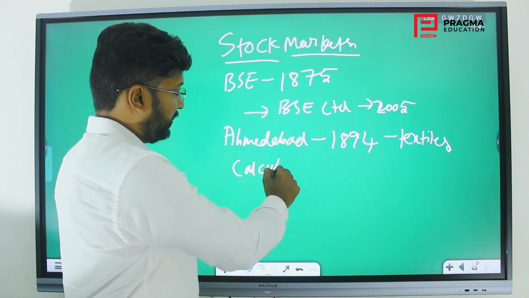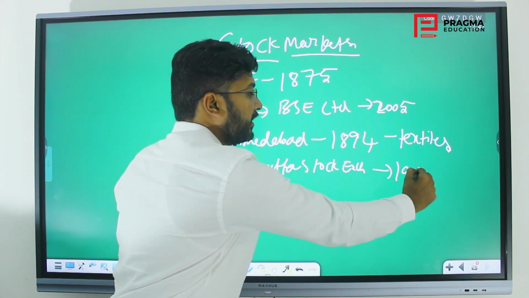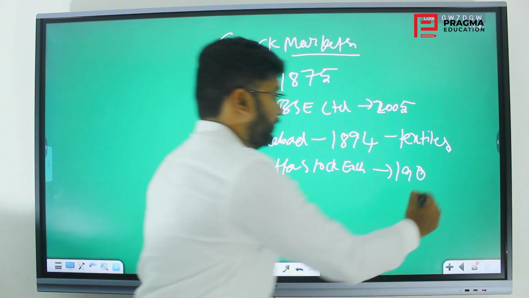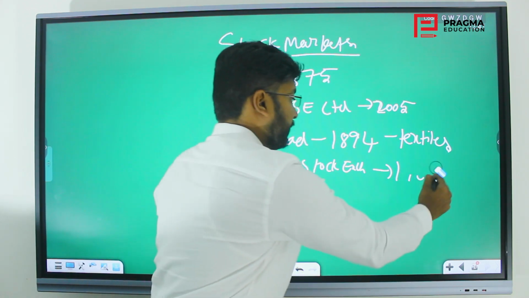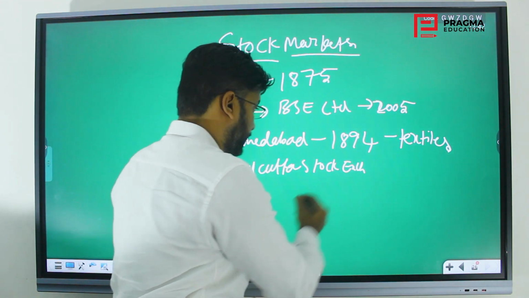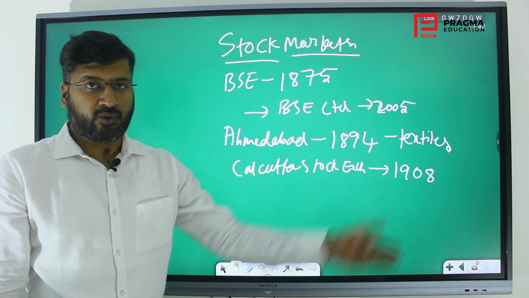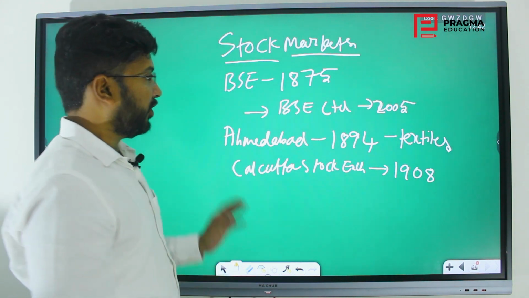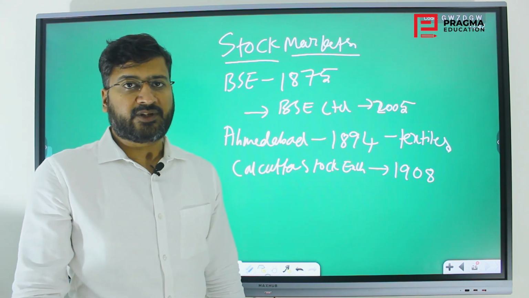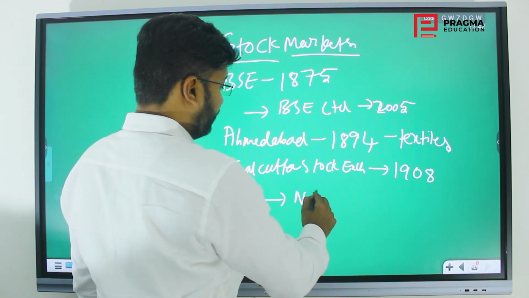And next is Calcutta Stock Exchange. When was this established? It is established in 1908. It is also one of the oldest stock exchanges. So what happened? Eventually BSE became the major stock exchange of the country till 1992, when NSE was established.